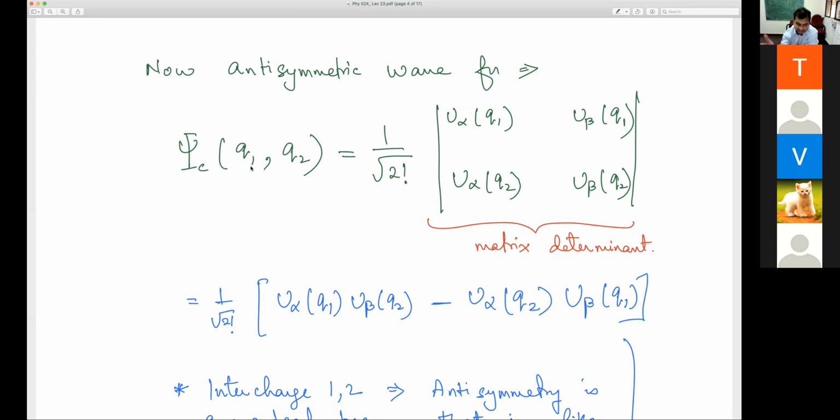Okay, and let's just check that this works or not. So 2 factorial, of course, is just 2, because 2 factorial is 2 into 1. So I could have just written it as 1 by root 2.